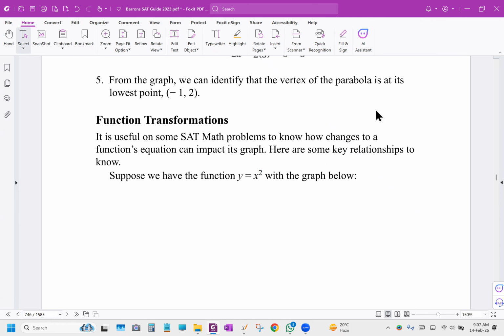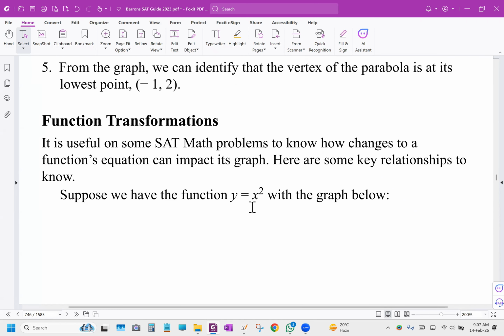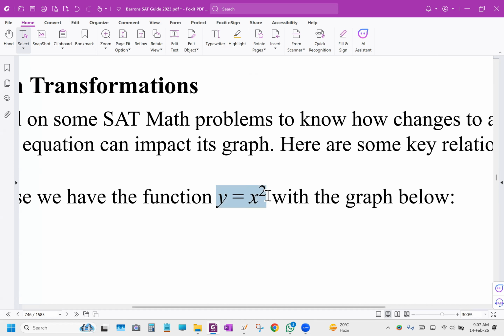Suppose we have the function y equals x squared. Can you tell me what this equation is representing? What is the name of this graph? Okay, it's x squared, but I'm asking you to tell the name of the graph. What is the graph called for y equals x squared?